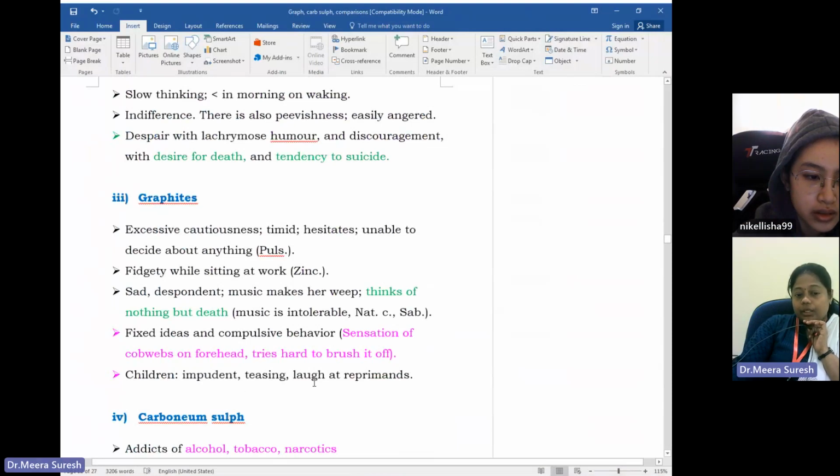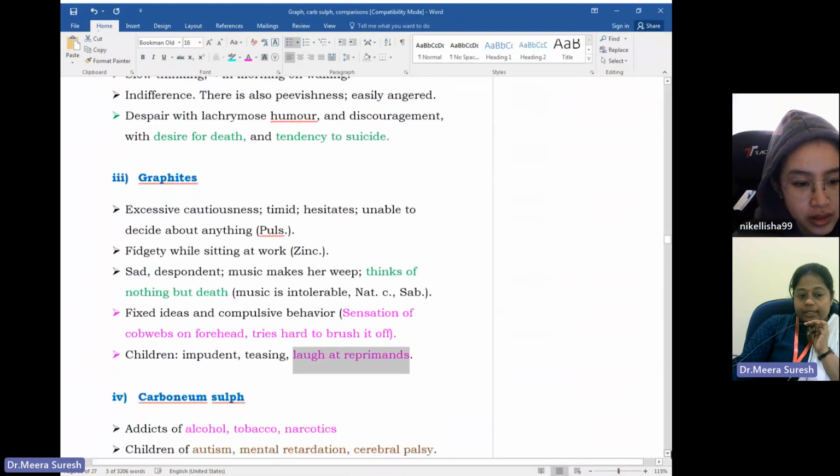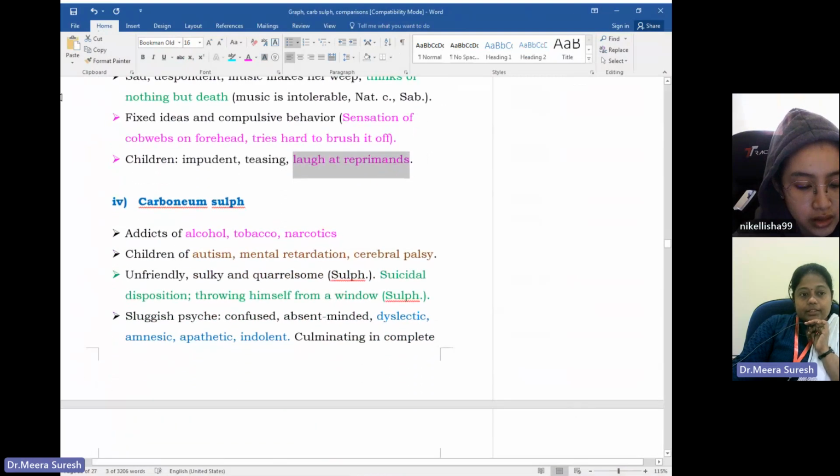The child will be impudent and laugh at reprimands. This is important, like an MCQ question, it can also come up. Okay. Graphite child. Then Carbonium sulf, they are the addicts of alcohol, tobacco, narcotics. We saw that the patient will be broken down due to abuse of alcohol. So that addicts we can think about.